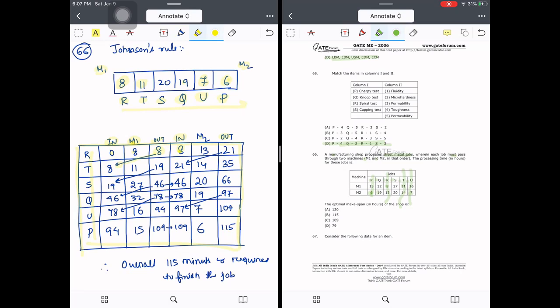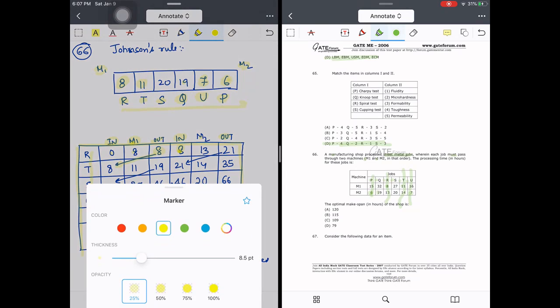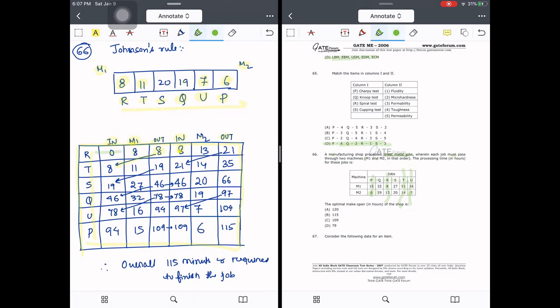Now comes machine 2, because once machine 1 is finished, then machine 2 will start working. The in time is 8, I mean, after the 8th hour it will be the in time for machine 2. Machine 2 takes the job R in 13 hours. You might get confused here. Once machine 1 finishes R, the T job will be started in machine 1. So machine 1 is vacant after the 8th hour until the T job is inserted.